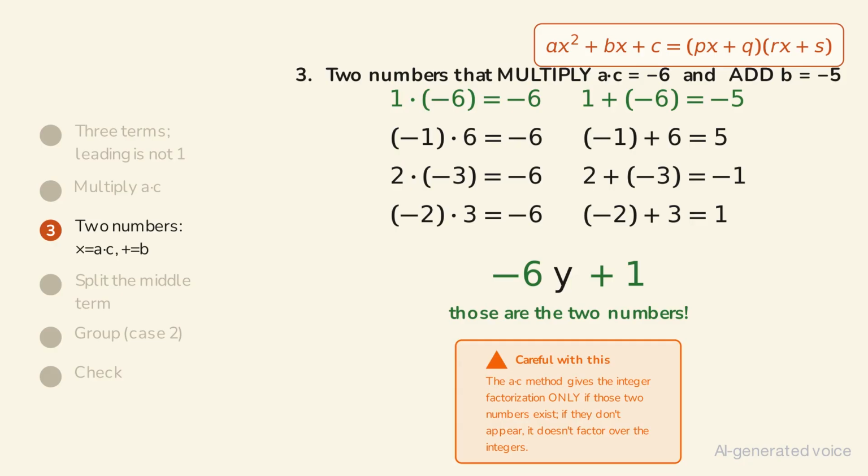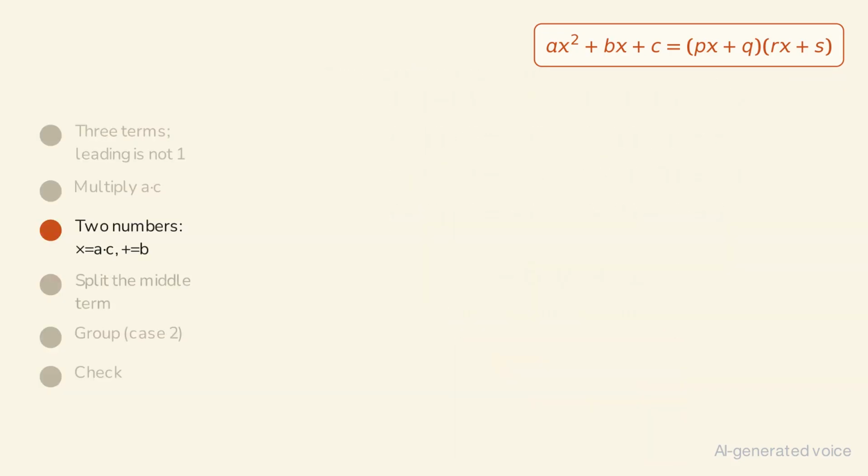One caveat, keep it in mind. This method gives you the integer factorization only if those 2 numbers exist. If they don't appear, that trinomial doesn't factor over the integers.